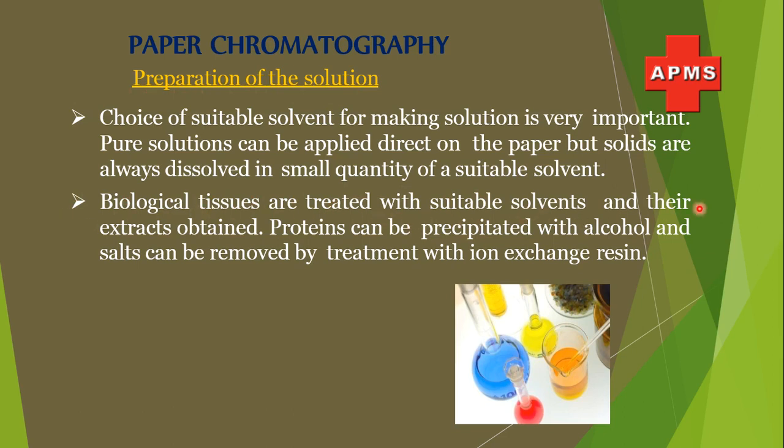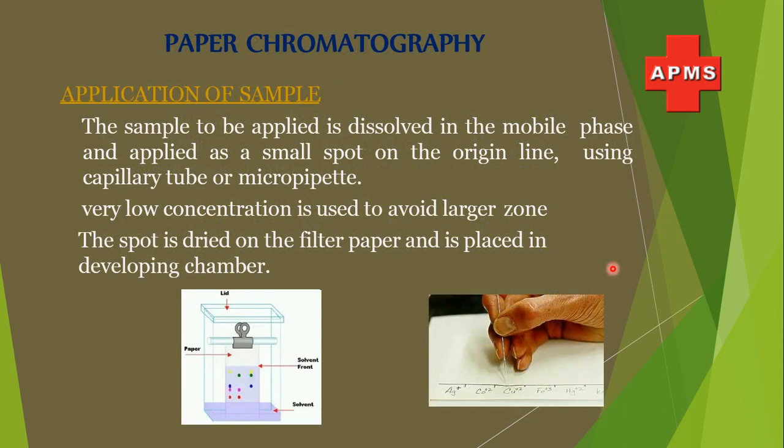Biological tissues are treated with suitable solvents and their extracts obtained. Proteins can be precipitated with alcohol, and salts can be removed by treatment with ion exchange resins. Now, application of sample means how we apply our sample on this filter paper or stationary phase. The sample to be applied is dissolved in the mobile phase. Generally, the solvent which is used to prepare our actual sample solution, that is the mobile phase, which will be used during the experiment.